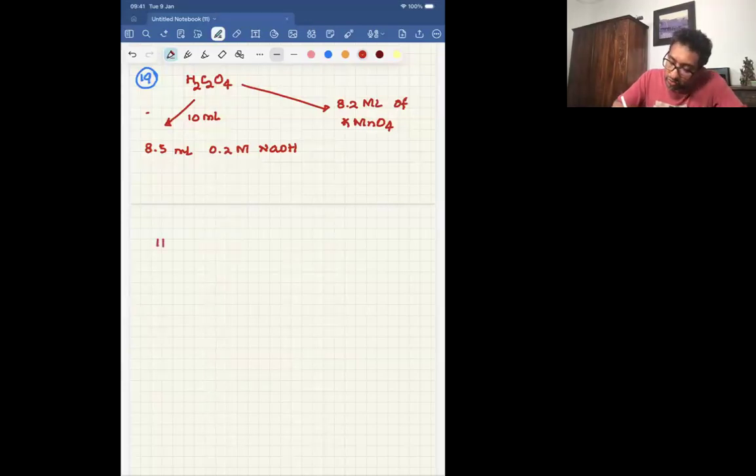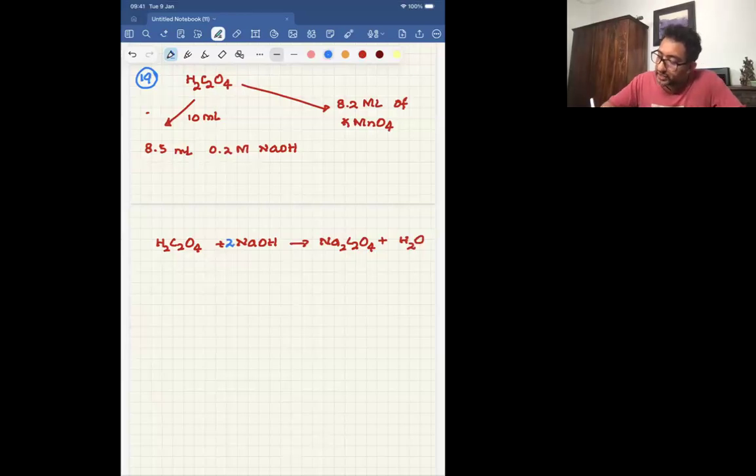So H2C2O4 plus sodium hydroxide. What would you get? You get sodium oxalate, Na2C2O4, plus, what is the other one? Water. So here 2 sodium, hydrogen 2 here, this is 2. So that's your reaction. Neutralization reaction is that. The first one.